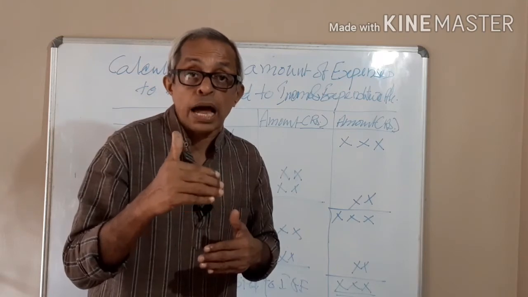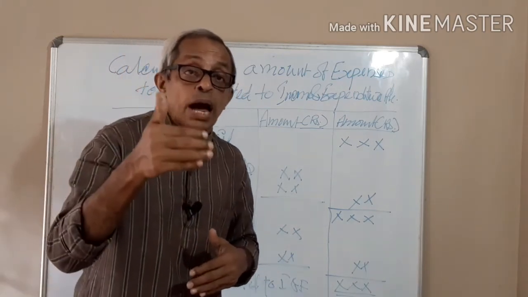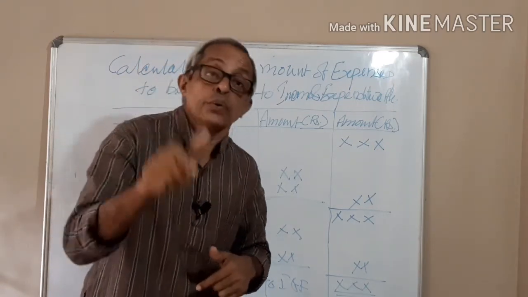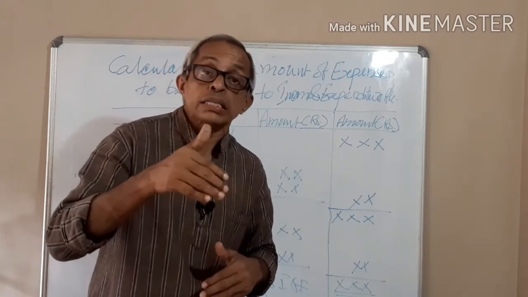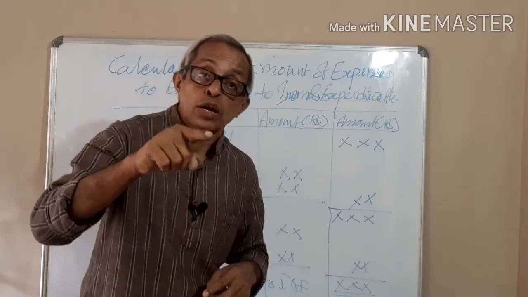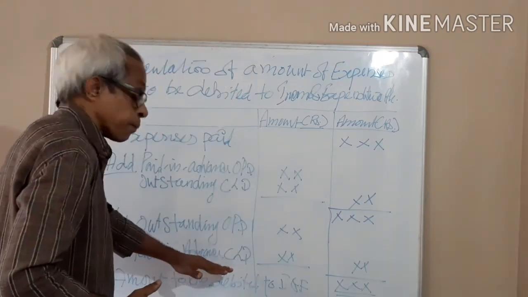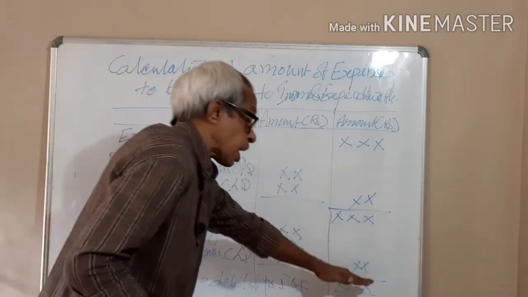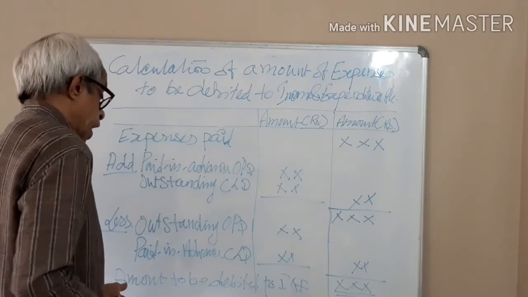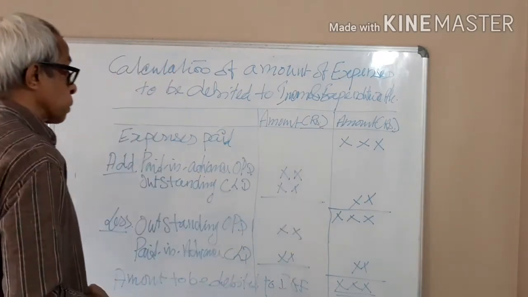closing date balance of expenses paid in advance. Closing date balance of expenses paid in advance means expenses paid during the year, but the amount so paid does not belong to the current year but belongs to the next financial year. That amount should also be deducted, and the resultant figure will be the amount of expenses to be debited to income and expenditure account.